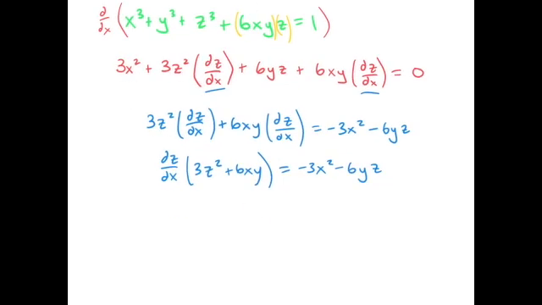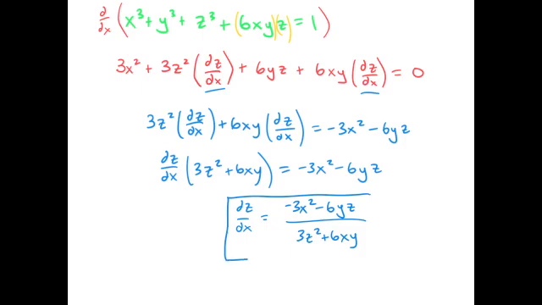And then our last step here would be to divide in order to solve for our implicit partial derivative. So we have negative 3x squared minus 6yz divided by 3z squared plus 6xy. We could, I suppose, simplify that a little bit, but that's okay with me just to leave it for now. There's your implicit partial derivative. Okay, now we're going to do the other one.